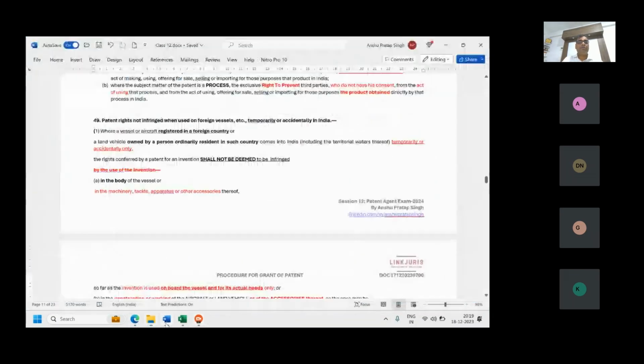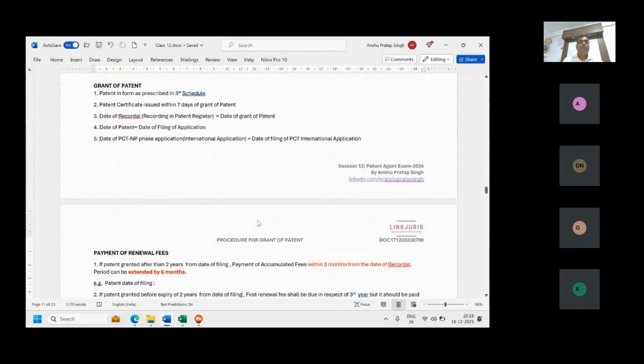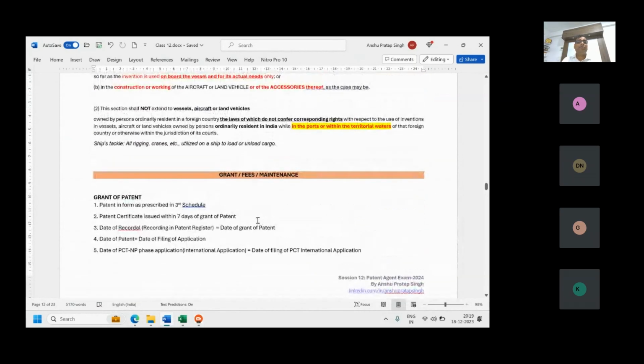Now comes, 49 finished. Now I will be going for grant, fees and maintenance. Just allow me. Okay. So the second part is grant, fees and maintenance.